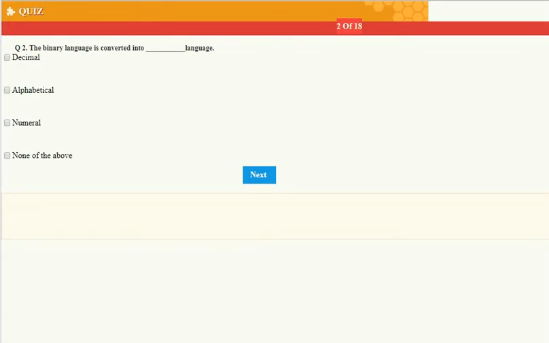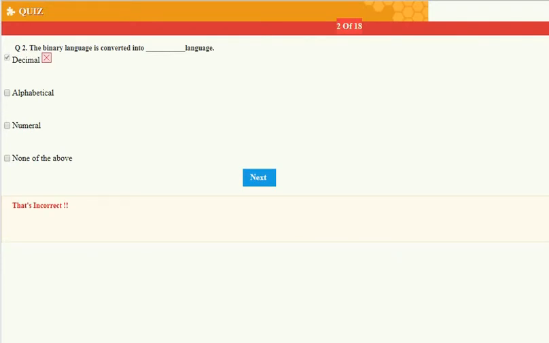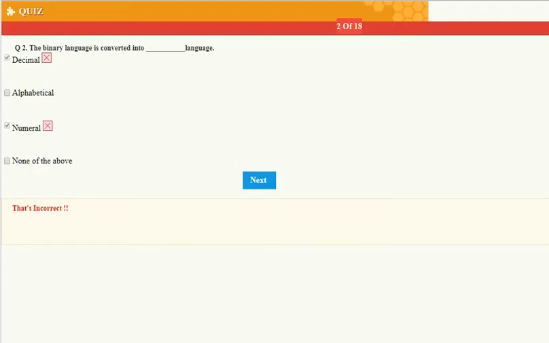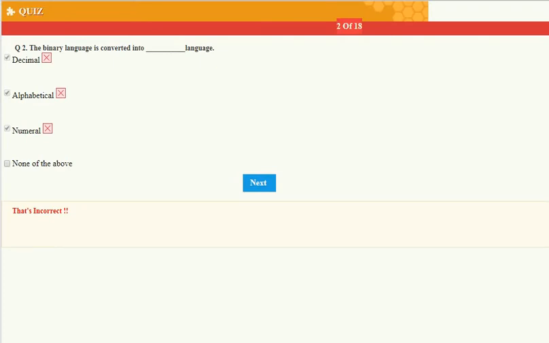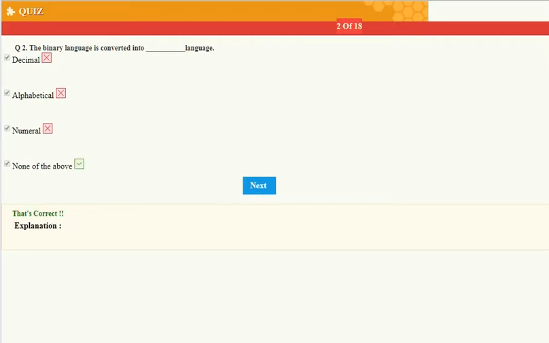The binary language is converted into dash language. Which language is the binary language converted to? Oops, Decimal, that is incorrect. Let us see another. Oops, that is incorrect. See the quiz. It's... Oops, that is incorrect. It means all the answers are incorrect here. So the answer will be none of the above. That's correct.